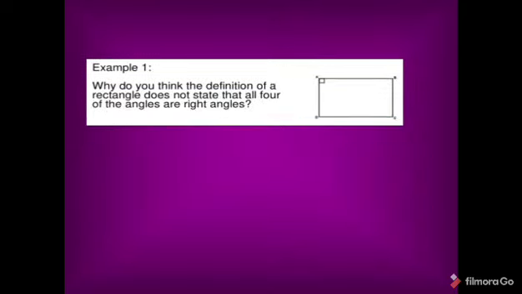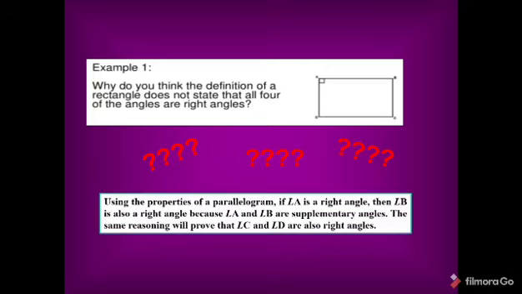So example number 1. Why do you think the definition of a rectangle does not state that all 4 of the angles are right angles? As you can see in the illustration, why? Yes, you are right. Using the properties of a parallelogram, if angle A is a right angle, then angle B is also a right angle, because angle A and angle B are supplementary angles. The same reason will prove that angle C and angle D are also right angles.